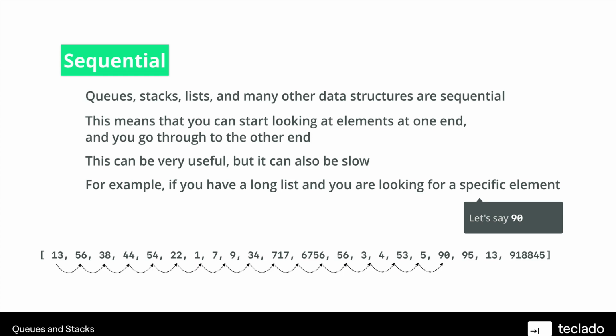This is because a list is sequential. If you're looking for an element, the only thing you can really do is start at the beginning, or maybe you can start at the end if that's more suitable. But either way, you have to start at one end and go through each element until you find the one you want. So this can be quite slow. It would be nicer if we could just know where the element is. But of course, with a list, you can't really do that.